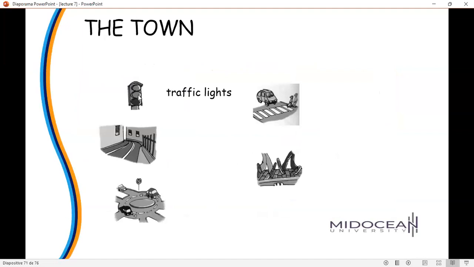Traffic light. Donc ici, regardez les feux. Traffic lights. Street or road, la rue. Roundabout, rond-point. Zebra crossing. Pavement, c'est-à-dire trottoir. Okay.